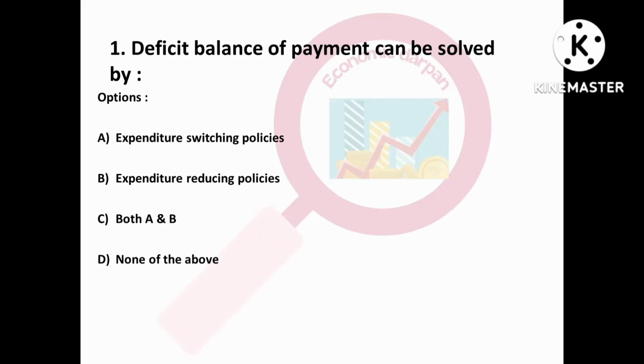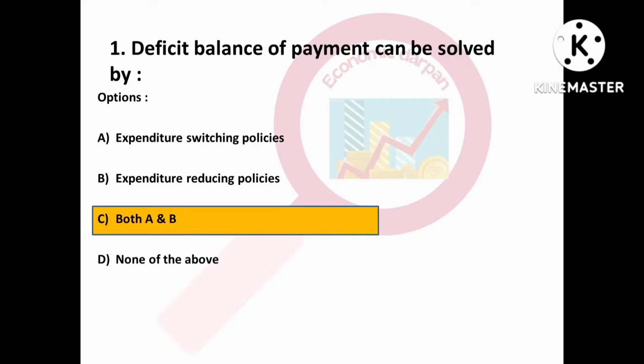Question number 1. Deficit balance of payment can be solved by: option A, expenditure switching policies; option B, expenditure reducing policies; option C, both A and B; and option D is none of the above. So option C is right. Expenditure switching policies and expenditure reducing policies can solve deficit balance of payment.